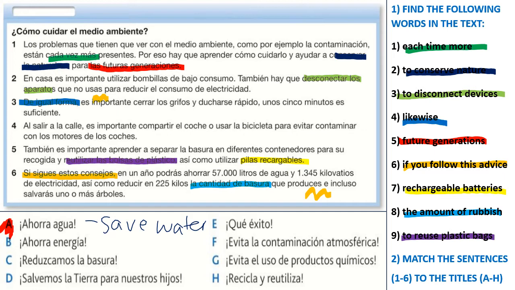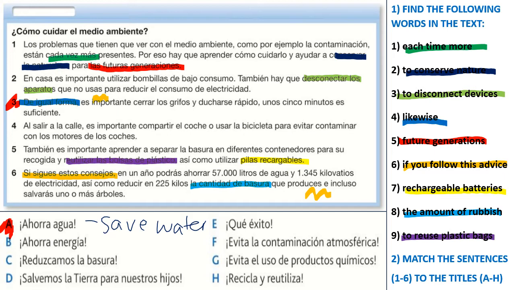Okay, so as we've seen in the vocabulary we've learnt so far, we've learnt about cerrar los grifos, to turn off the taps, ducha, shower, so it's going to take us to number 3. So basically what they're saying is, likewise, it's important to turn off the taps and shower quickly. 5 minutes will be enough.